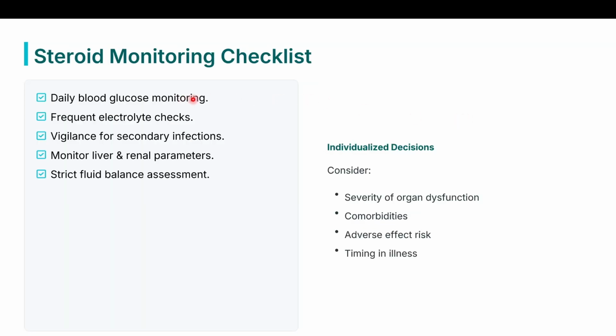So, steroid monitoring: always check the blood glucose every day, check electrolytes frequently, be vigilant for secondary infections, monitor liver and renal parameters, and do strict fluid balance assessment. So, individualization: consider severity of organ dysfunction, comorbidities, adverse effect risk, and timing in the illness, and always choose a patient who is compatible with steroids before giving steroids.